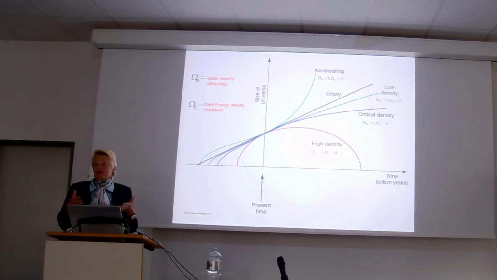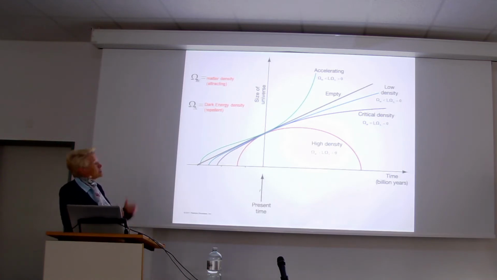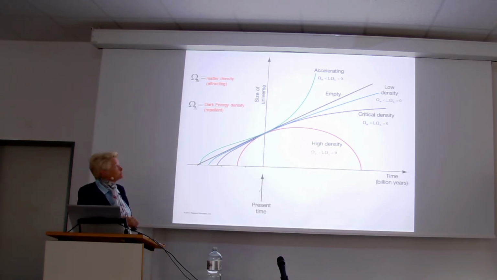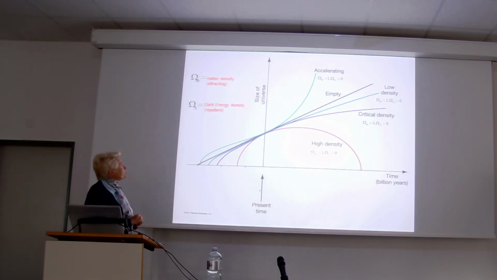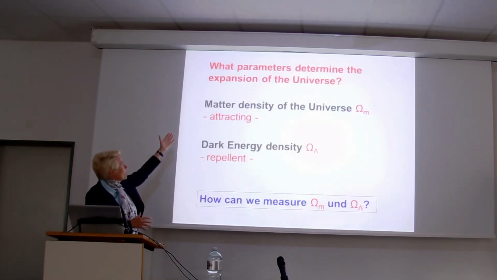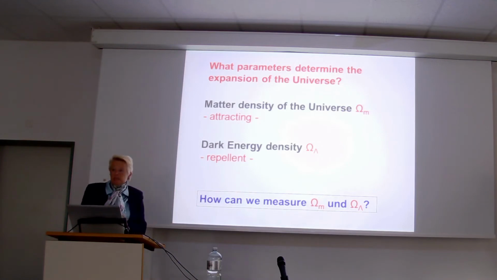And this is always very good, because then you can be quite sure that it's reliable, and it has also always been confirmed afterwards. So obviously there is not only matter in the universe, but there is also something that acts in a repellent way, and this was called dark energy. And now we want to have a closer look at how high the matter density in the universe is, and how high the dark energy density is. We want to know how much of this attracting part we have, how much of this repellent part we have. So how can we measure these quantities?